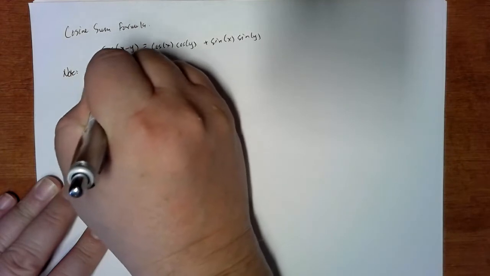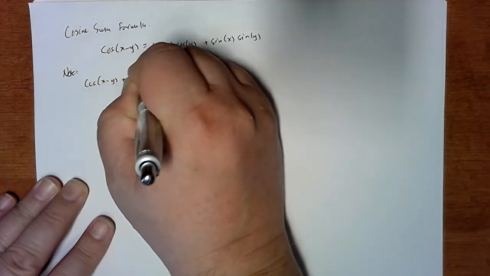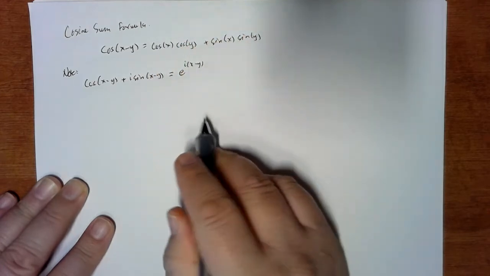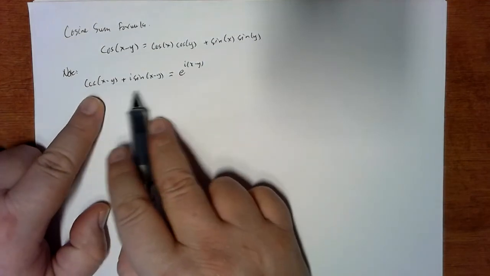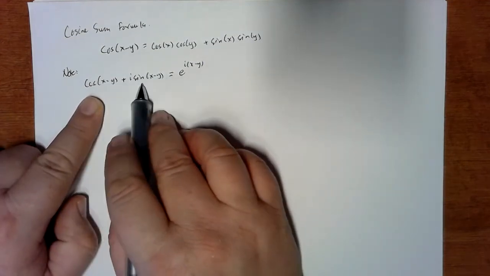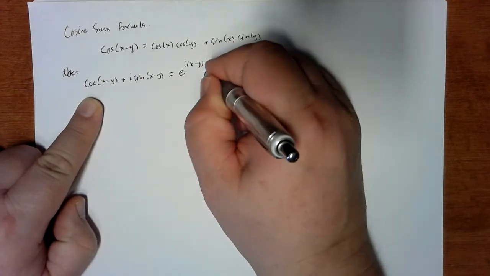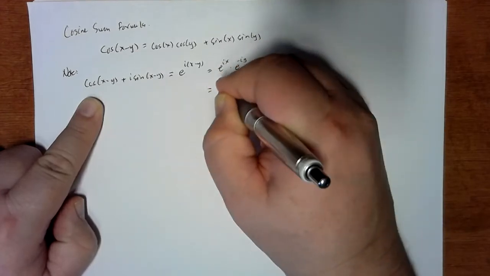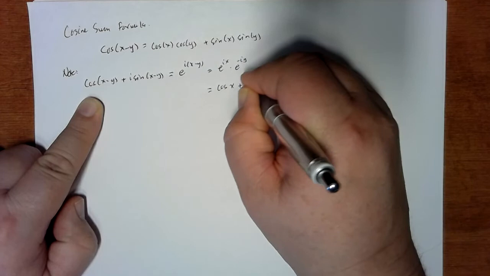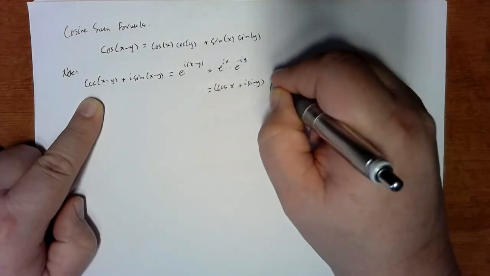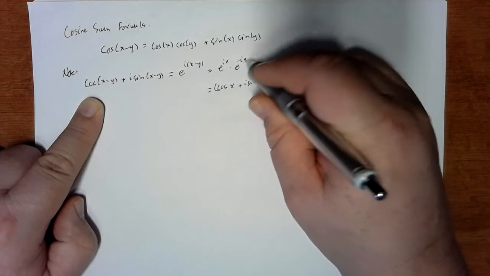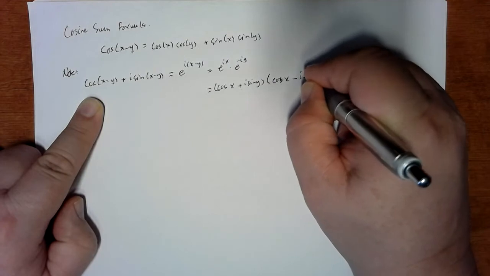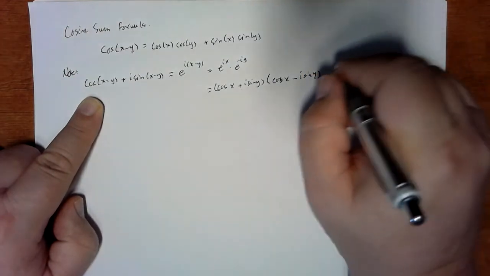Note, cosine of x minus y plus i times sine of x minus y is equal to e to the i times x minus y, right? And so here you can get both the imaginary part and the real part together as the exponential function. Why would you do that? This is e to the ix times e to the minus iy, and that is cosine x plus i sine x times cosine y. I'm going to go ahead and bring in the negative sign as the conjugate, right? We showed that before because cosine is even, sine is odd. Good.